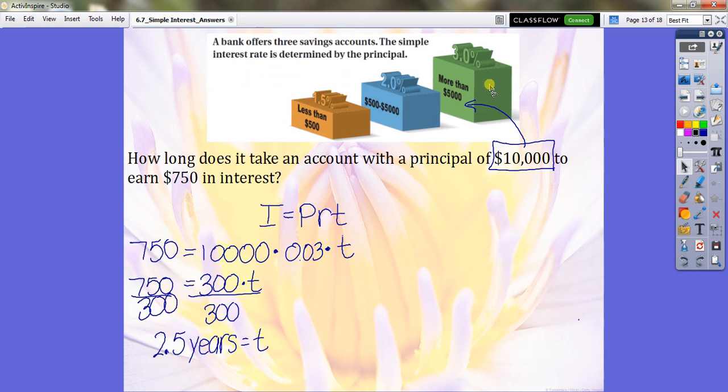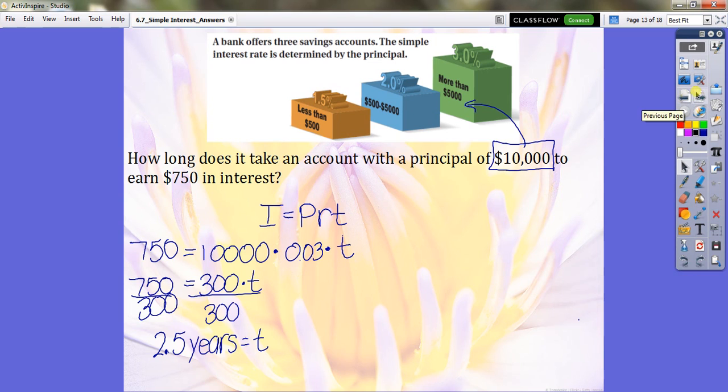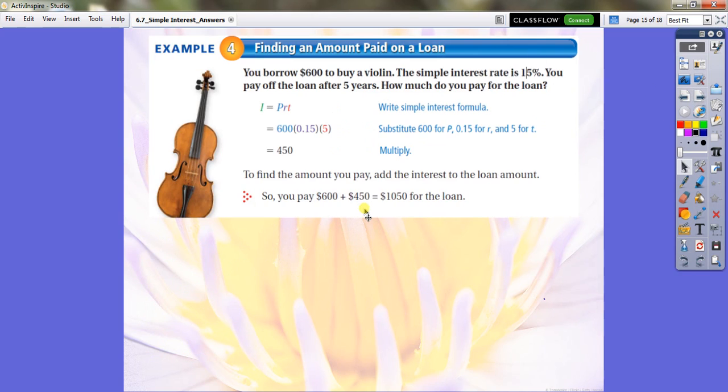We worked on this one together, but this time the interest rate changed because the principal changed to $10,000, and this bank changes the interest rate based off of the starting amount, which is a common thing for some banks to do. So it became times 0.03 instead of 0.02, and we got an answer of 2.5 years to earn $750 interest on $10,000.